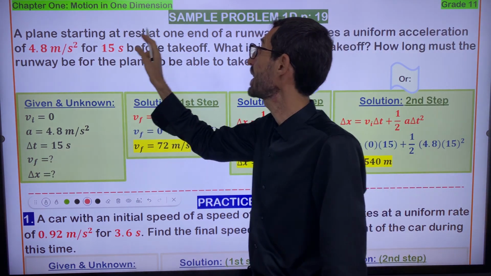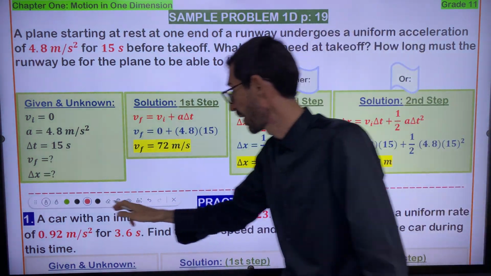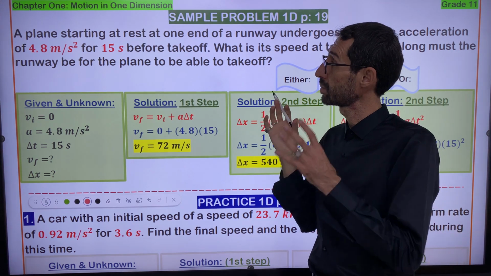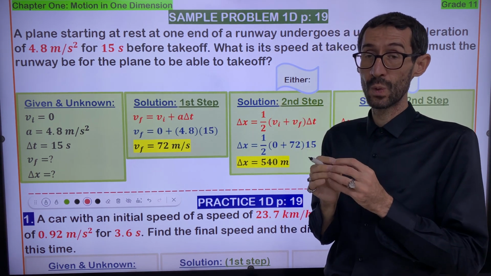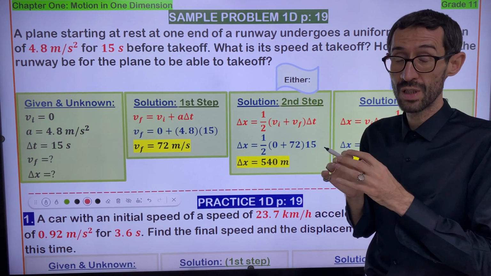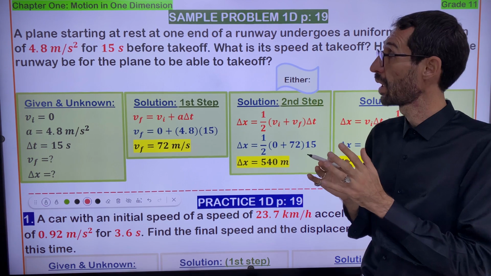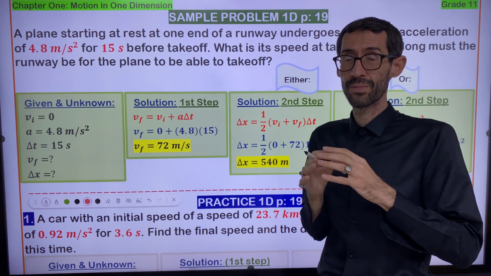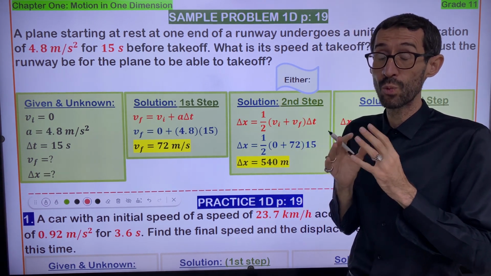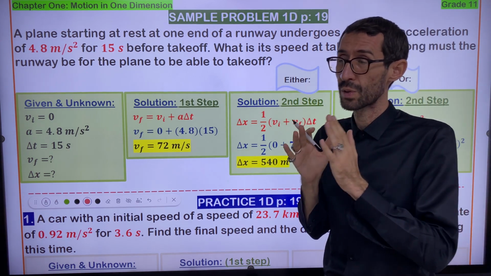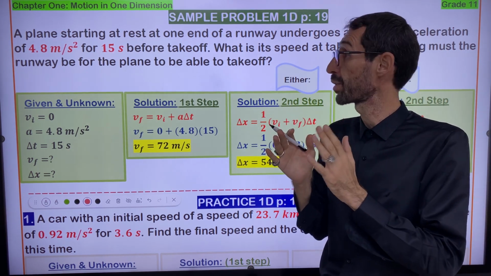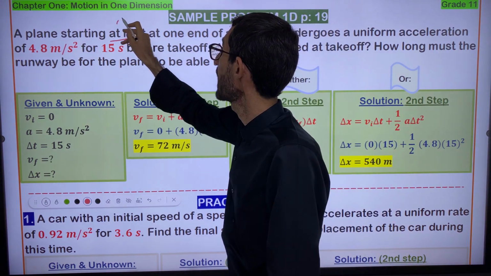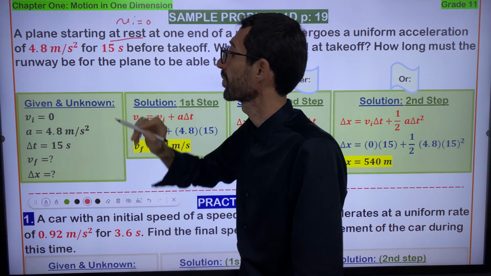A plane is starting at rest, right? Starting at rest. I suggest you summarize any information within the question, whenever you reach a number, whenever the problem mentions any value, summarize it for yourself like this. It says a plane is starting at rest. You have to write initial velocity is equal to zero.